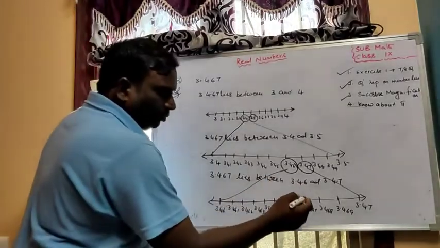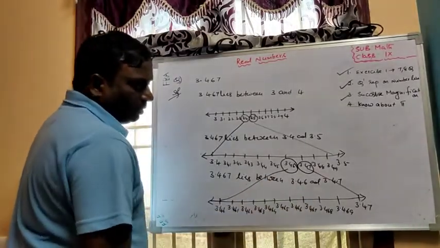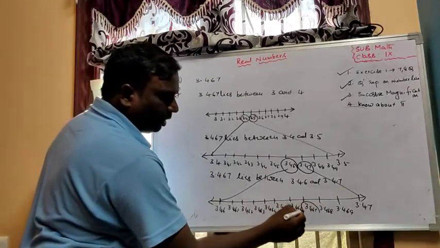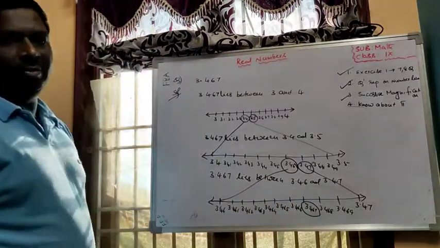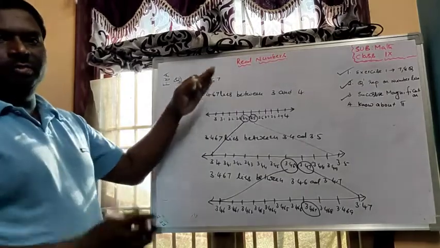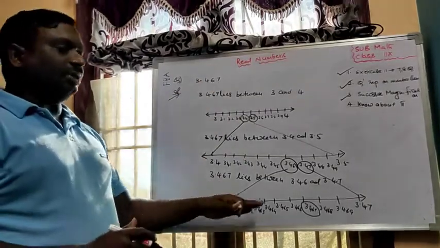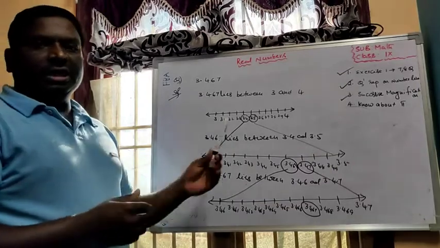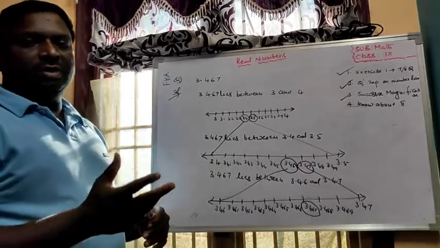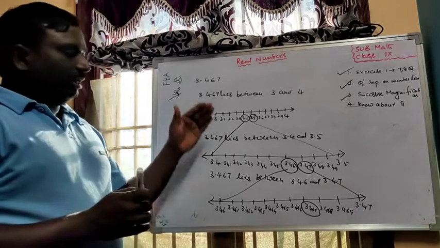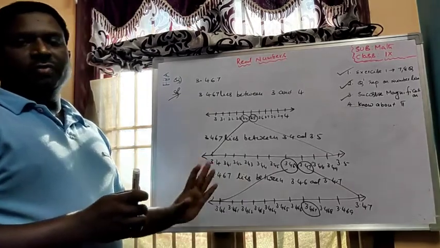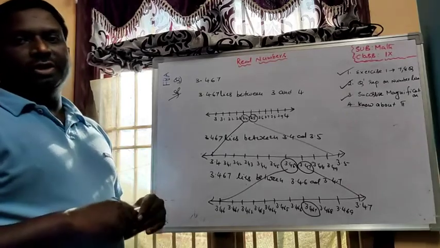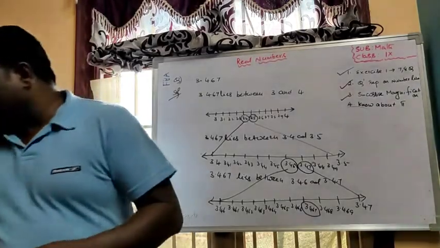So now, from 3.46, we need to find 3.467. 3.467 is represented on the number line by successive magnification, one after the other. If they give recurring decimals, up to 3 decimals they will ask, up to 4 decimals they will ask. In the same method you can apply, definitely you will get the solution. Only 2 questions are there in your textbook.